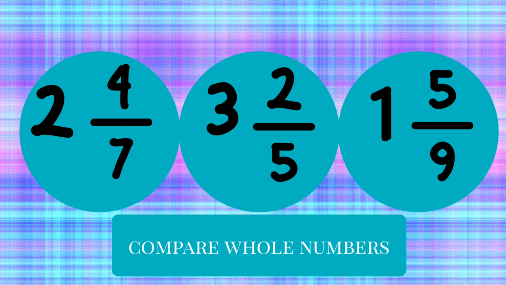Now, we have our 3 mixed numbers, 2 4/7, 3 2/5, and 1 5/9. To compare these numbers and put them in order from least to greatest, we start by looking at the whole numbers first. This is the most important step because the whole number tells us the overall size of each number. Looking at our whole numbers, we have 2, 3, and 1.